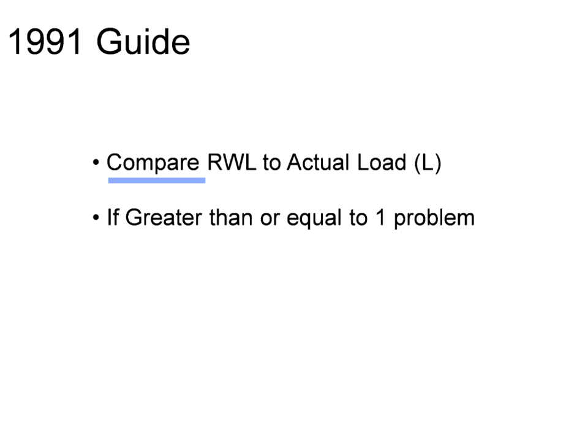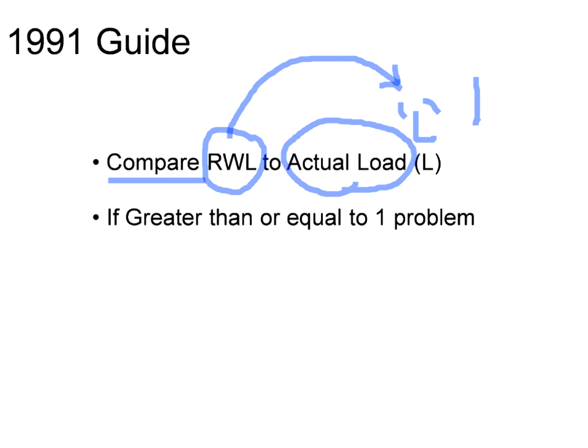I'll ask this in the exam. How do you calculate RWL? And what is RWL? You have to answer, RWL is recommended weight limit. How to calculate RWL? RWL is the product of the load constant, horizontal multiplier, vertical multiplier, distance multiplier, asymmetric multiplier, frequency multiplier, and coupling multiplier. That's your answer.